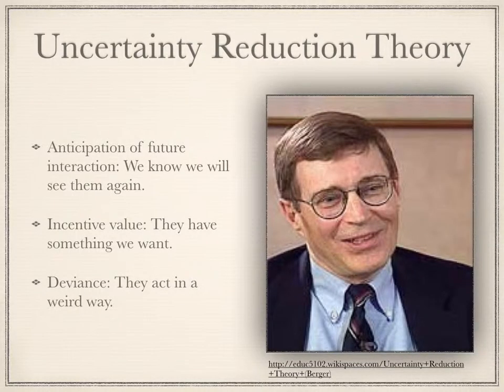According to Griffin 2006, Charles Berger's uncertainty reduction theory focuses on how human communication is used to gain knowledge and create understanding. As we meet new acquaintances, there are uncertainties that we have to contend with. Griffin 2006 states there are 3 prior conditions: anticipation of future interaction, we know we will see them again; incentive value, they have something we want; and deviance, they act in a weird way.